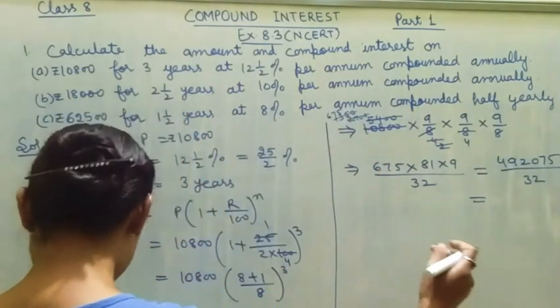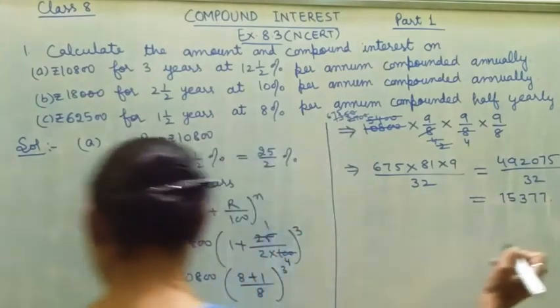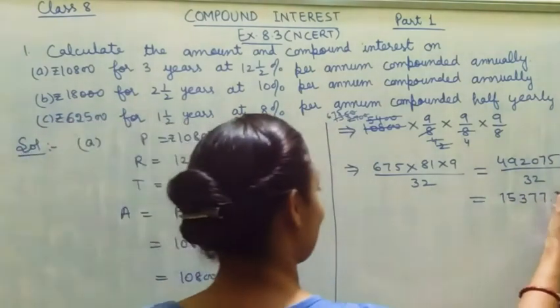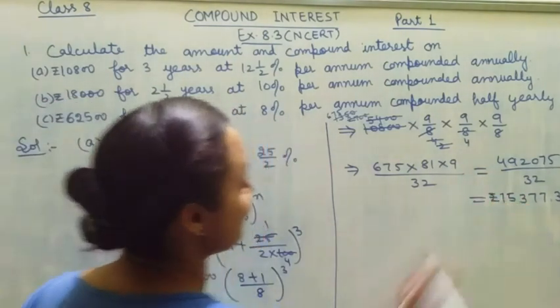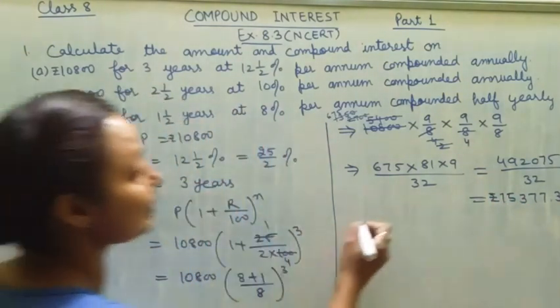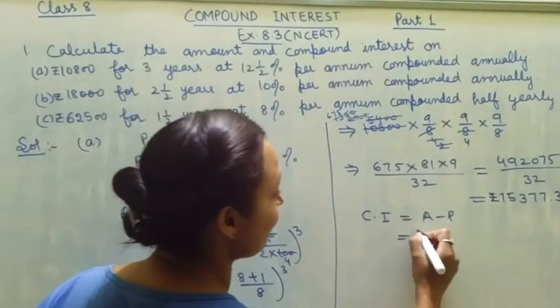After dividing, for converting it into decimal, we have 15,377 point 34. Okay, so this is the conversion of this into decimal. Now I will calculate the compound interest, that is A minus P. What is the amount?